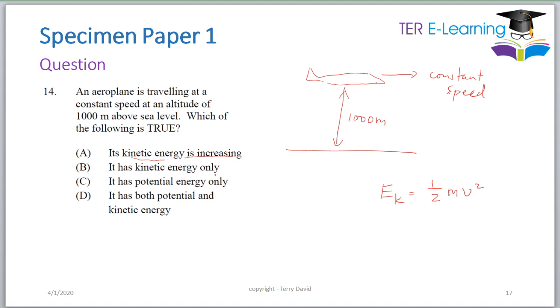It has kinetic energy only. Well, it's moving, yes, but it's also 1,000 meters above the ground. So it's safe to assume that it has potential energy as well. Option C is saying it only has potential energy. That's not true. So I would go with D. It has both potential and kinetic energy. All right?